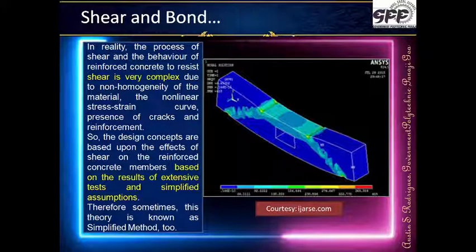What I would like to mention to you is that the behavior of RCC to resist shear is extremely complex. How it would behave at a particular point of time is very difficult to say, because it is not homogeneous. An RCC beam is non-homogeneous. If it was wholly made of iron, steel, aluminium, or wood, then the material is the same. Over here, inside it, the material is different.